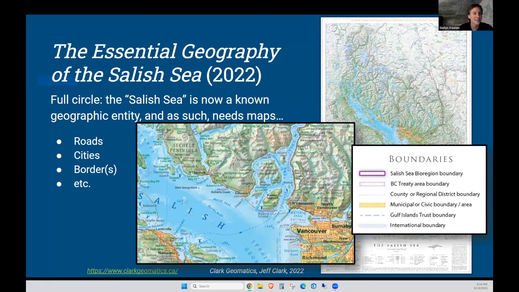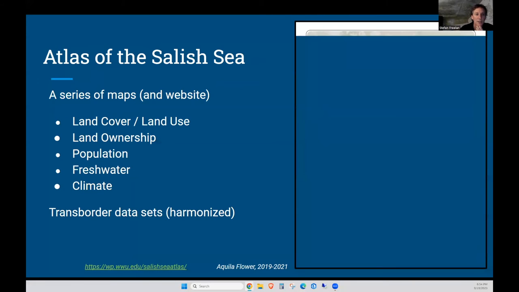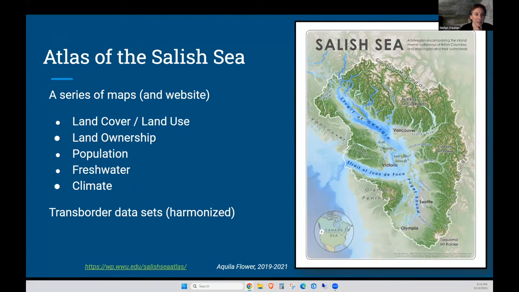What does he call it? The Salish Sea bioregion boundary. So that same truncating of the northern part of the upper Fraser River to get the focus on what we're talking about. Gorgeous piece of work. Dr. Aquila Flower up at Western et al. has been working on an atlas of the Salish Sea.